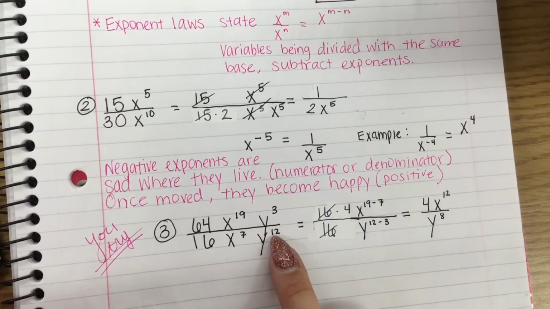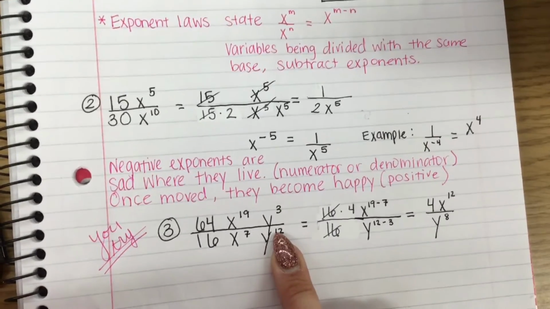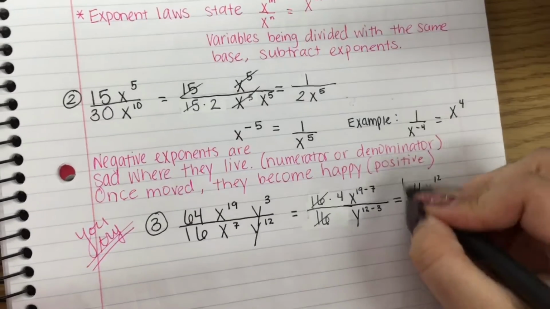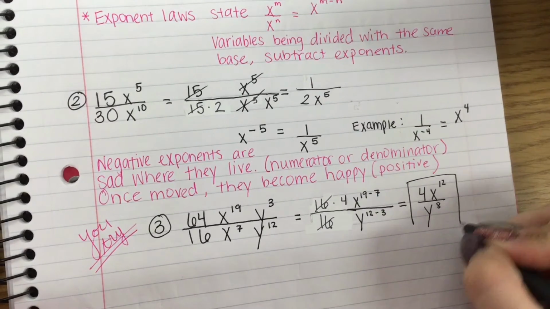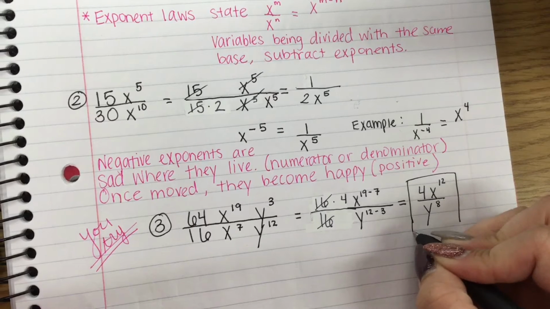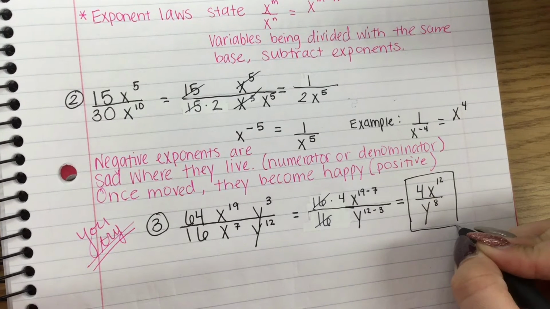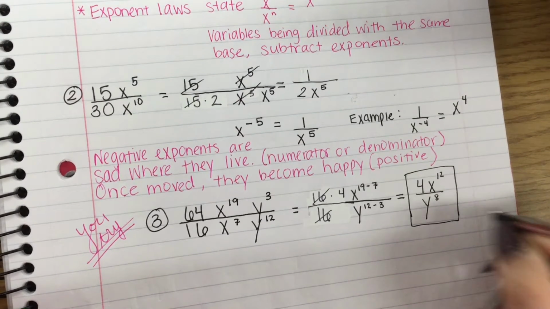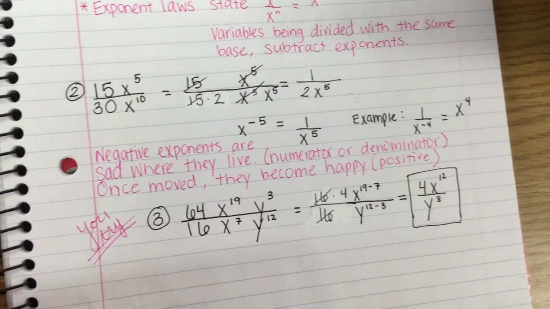And you would leave your answer for y to the 12th minus 3 in the denominator because you have more y's in the denominator. If you think of it this way and just subtract those exponents like you would naturally to get positive answers, then you don't have to think about those weird negative exponents so much. You just put your answer where more variables lived in the original.